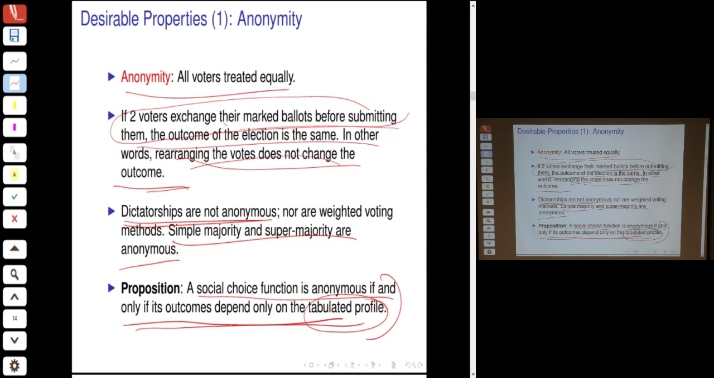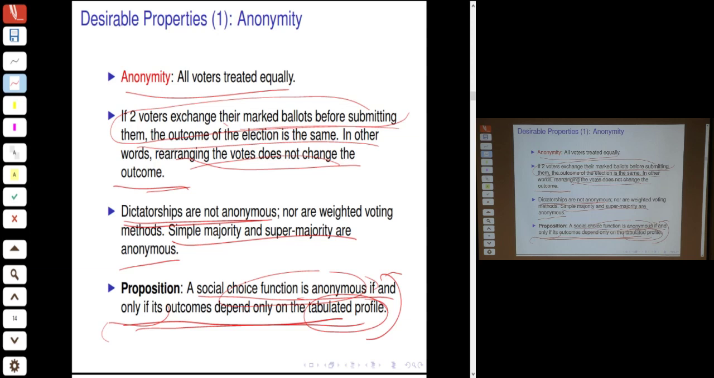Okay, so it's a social choice function which depends on just the tabulated profile, and that's a necessary and sufficient condition for a social choice function to be anonymous. So if you want a social choice function to be anonymous, that is, if any two voters exchange their ballots, or exchange their votes, even then the outcome of the election would not change. If you want that property, basically you have to work with the tabulated profile.